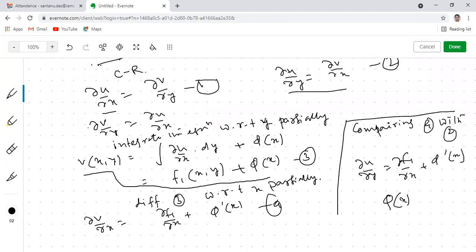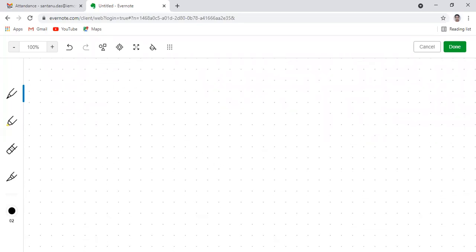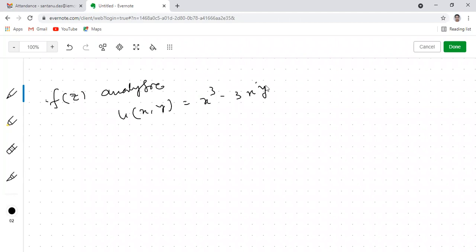Yes, sir. Okay, let me give one example. We need to construct a function f(z) which is analytic. For that, the real part is given. What is the real part? The real part is x cubed minus 3xy squared plus 3x squared minus 3y squared plus 1. This is given.